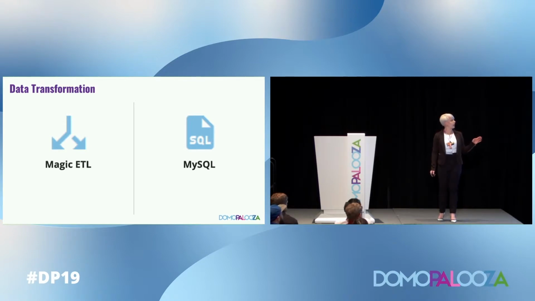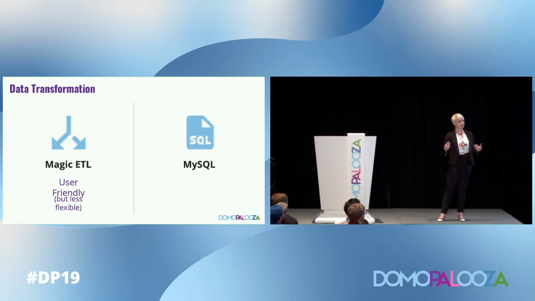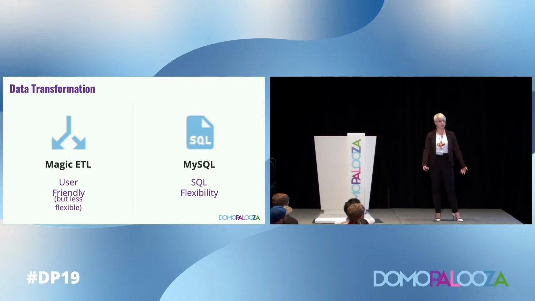They both are really great at transforming data, and both of them have unique advantages and disadvantages. In short, MagicETL is very user-friendly. It has a drag-and-drop design. It is a tool that was built by Domo. But it's also not very flexible in that the functionality stops at what is built into that tool. So it can't quite take care of every little weird thing that you want to do with this complex data set. Now, MySQL is very flexible.